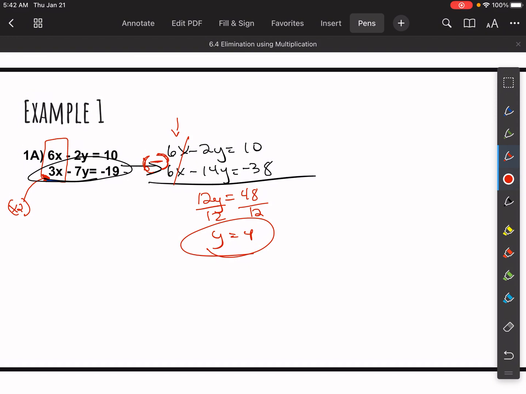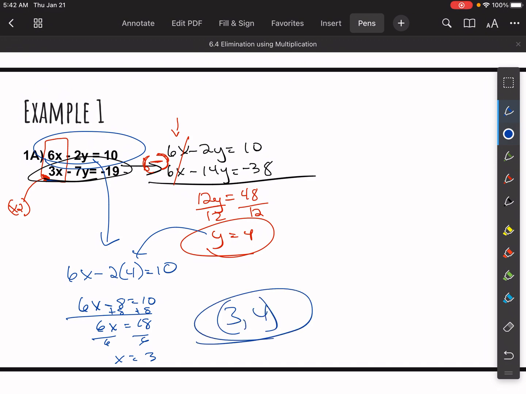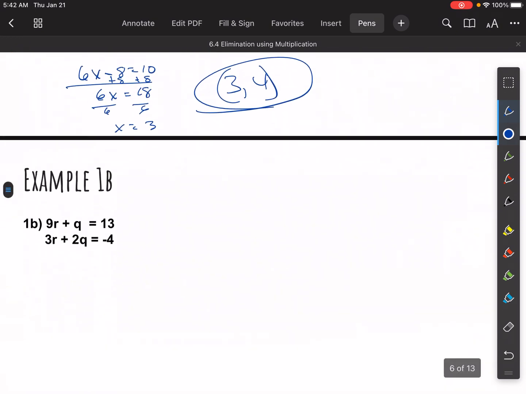Now I'm going to take that y and plug it back into either one of these. I'll choose the first one, so 6x minus 2 times 4 equals 10. Again, I chose the first equation, plugged the 4 in for y. And then 6x minus 8 equals 10. So 6x equals 18, because I add 8 to both sides. Divide both sides by 6, and I have x is equal to 3. So 3, 4 is the solution to this system, for example, 1a.